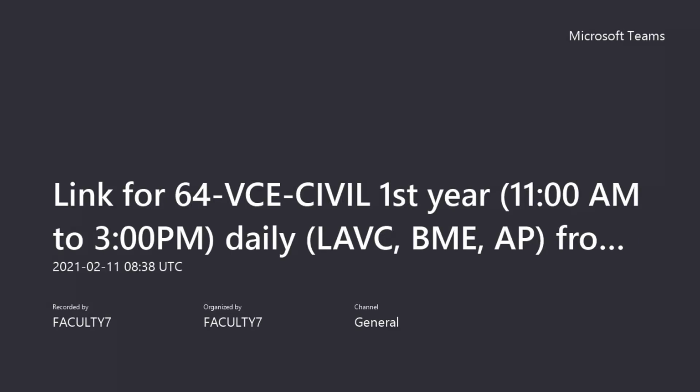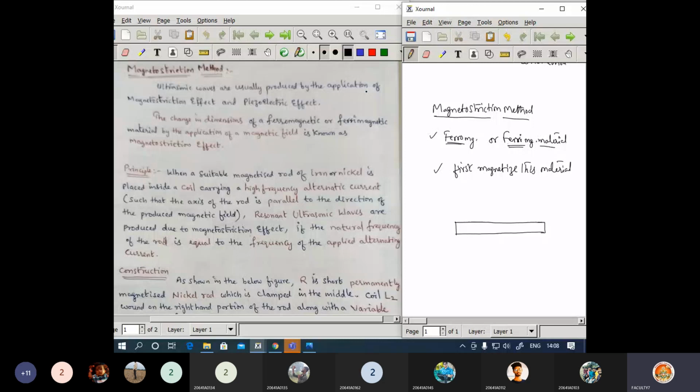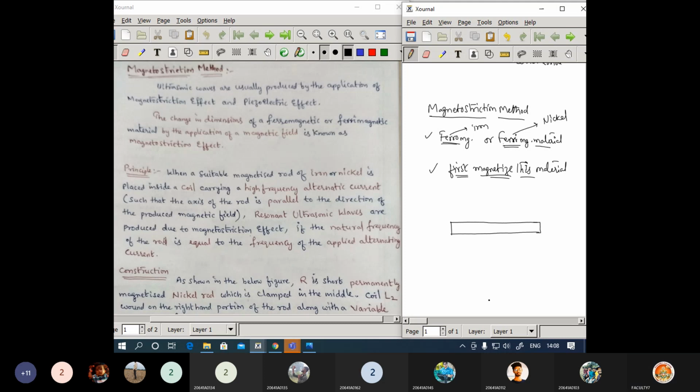So we are considering a ferromagnetic or ferrimagnetic material, for example iron or nickel. First of all, we are going to magnetize the material we are considering. So we have a material here, and at the center, we are going to fix this one.